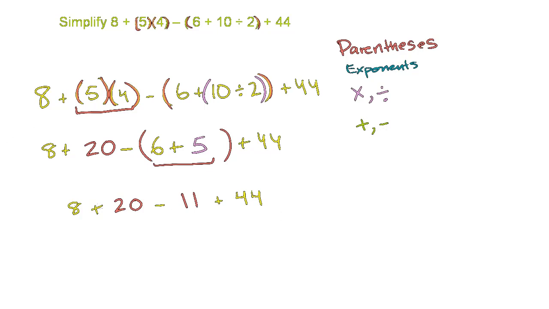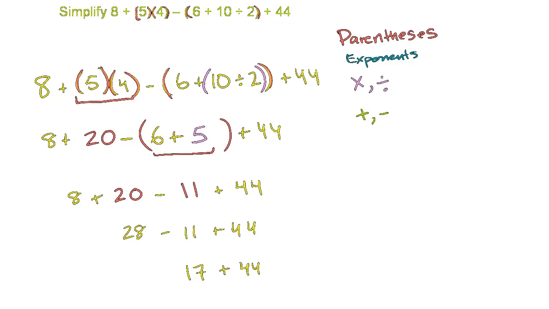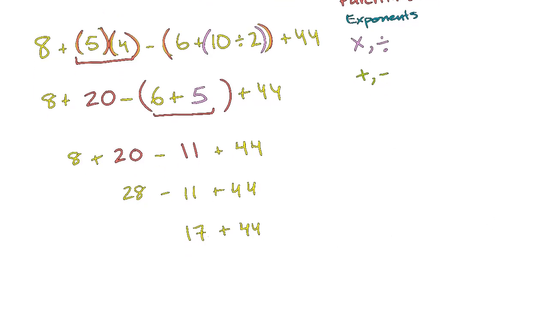So 8 plus 20 is 28. So you could view this as 28 minus 11 plus 44. 28 minus 11: 28 minus 10 would be 18, so this is going to be 17. It's going to be 17 plus 44. And then 17 plus 44, I'll scroll down a little bit. 7 plus 44 would be 51, so this is going to be 61. So this is going to be equal to 61. And we're done.